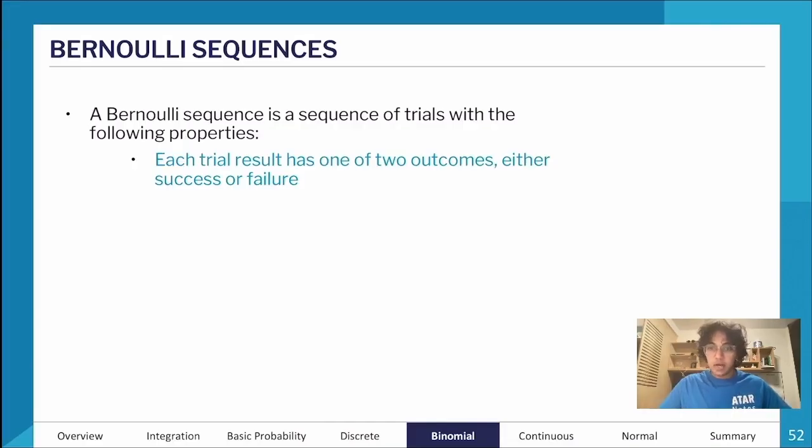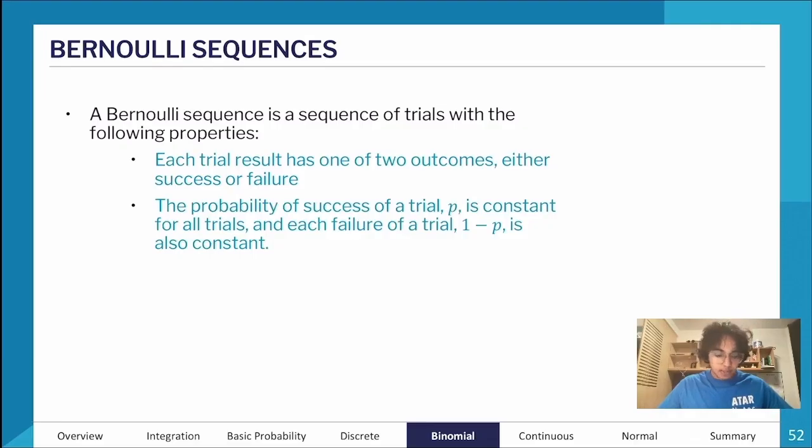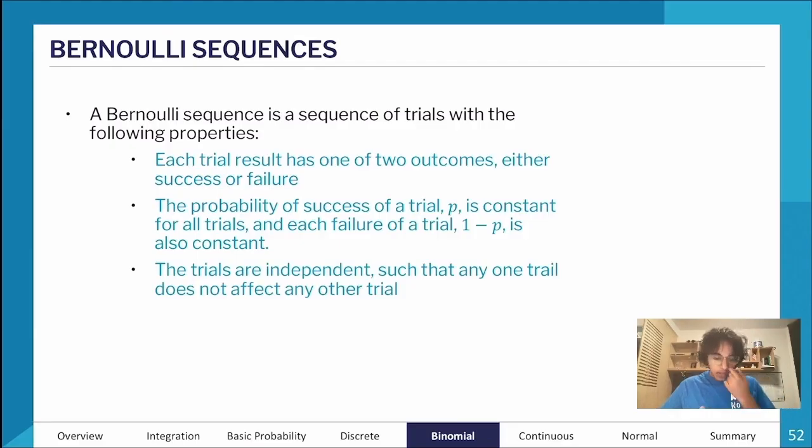So two distinct outcomes, I can easily define them as successes or failures, right? And every time I flip that coin, the probability is the same. Every trial needs to have a constant probability. And each failure is also a constant probability. So a coin is really good for this because regardless of the number of times I flip that coin, that probability isn't going to change, hopefully. And these trials must also be independent. So the probability of the first trial must not affect the probability of the second trial.